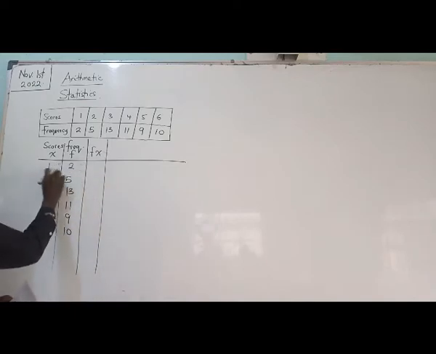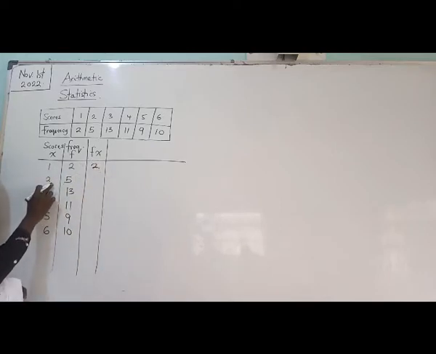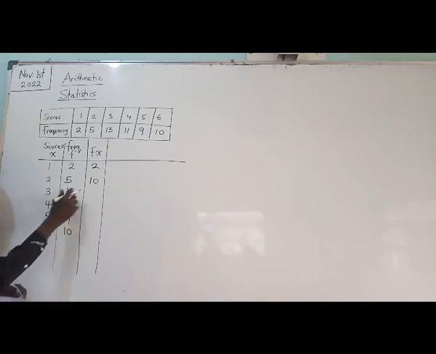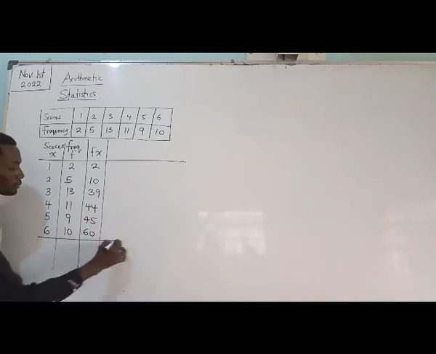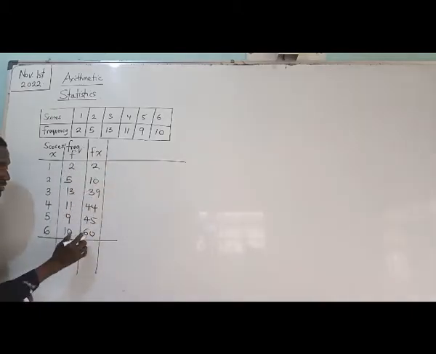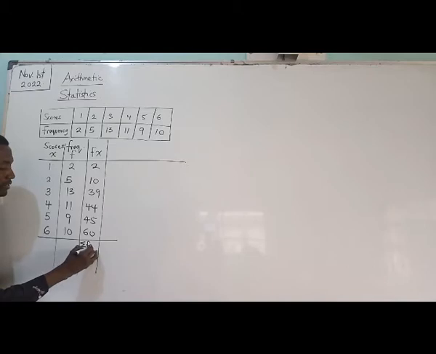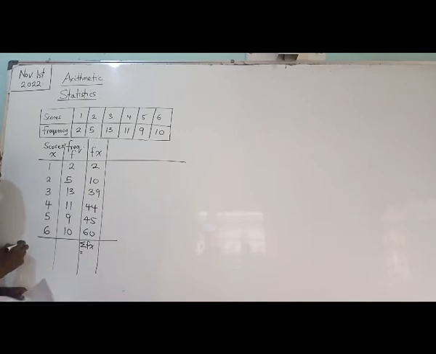So Fx means multiply these 2. 1 times 2 will give me 2. 2 times 5 will give me 10. 3 times 13, you can actually punch your calculator here, will give me 39. 4 times 11 will give me 44. 5 times 9 will give me what? 45. And then 6 times 10 will give me what? 60. Now, I'm going to add all of this, and you're going to see something like sigma fx. What is sigma fx equal to? Add all of this, and if you've done that addition correctly with your calculator, you should be getting what? 200.